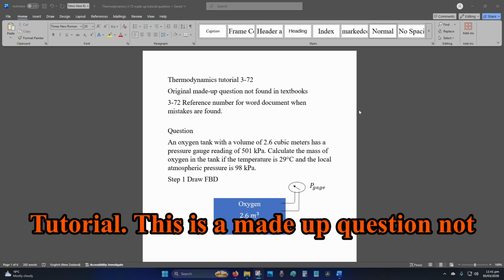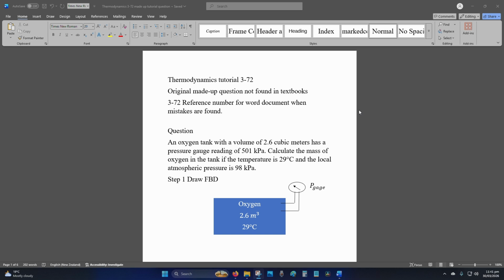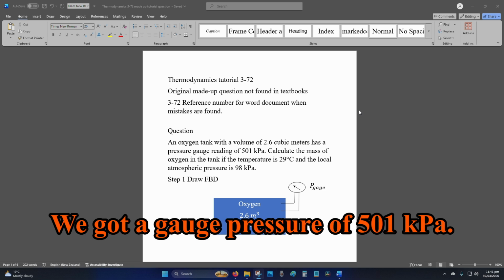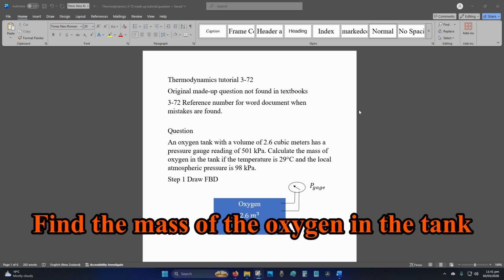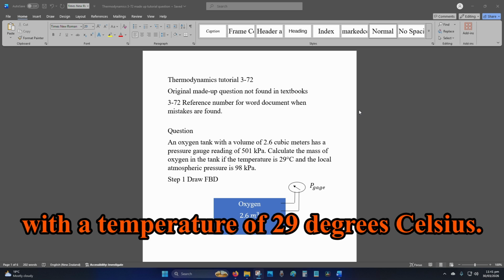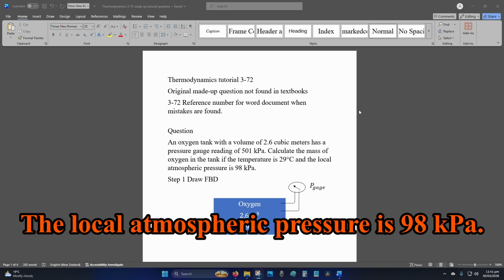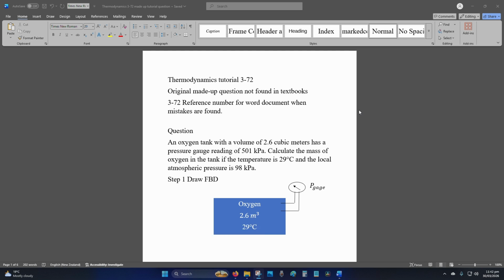This is a made-up question not found in your textbooks. We have an oxygen tank with a volume of 2.6 cubic meters. We got a gauge pressure of 501 kPa. Find the mass of the oxygen in the tank with a temperature of 29 degrees Celsius. The local atmospheric pressure is 98 kPa.